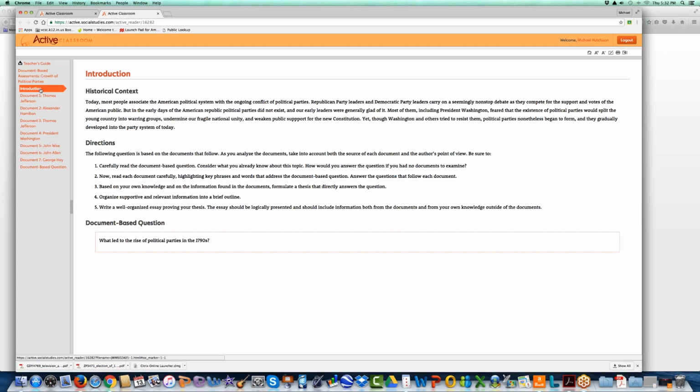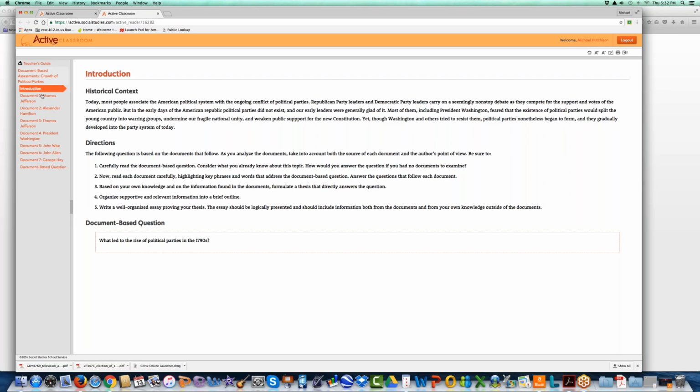So when I look at the introduction, this is essentially a DBQ, document-based question. The students are going to look at different historical pieces of evidence, primary sources if you will, and then they're going to use that information to answer a document-based question. What led to the rise of the political parties in the 1790s?